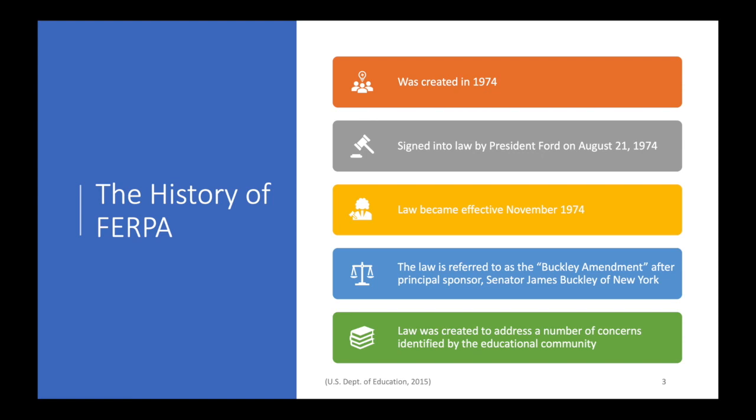In order to better understand what FERPA is, it is important to discuss the history of the Act itself. FERPA, or the Family Educational Rights and Privacy Act, was created in 1974. It became effective 90 days after its creation, on November 21st, 1974. FERPA was commonly referred to as the Buckley Amendment, which is named after the New York State Senator at the time, James Buckley. FERPA was created to address a number of concerns identified by the educational community. The community included parents, students, and educational institutions.